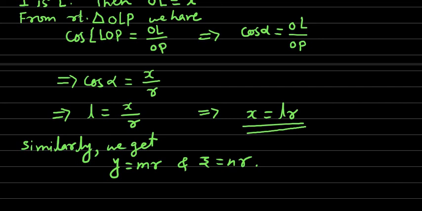Okay, now the next article is about the relationship between direction cosines. Now we will obtain a very important relationship between the direction cosines of a line. Relation between direction cosines, that means DCs, of a line.